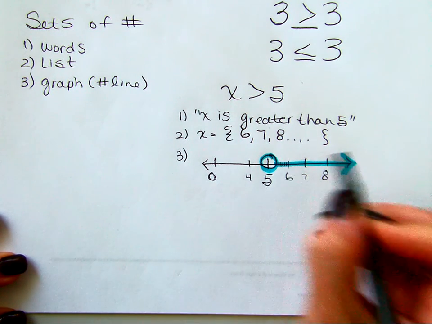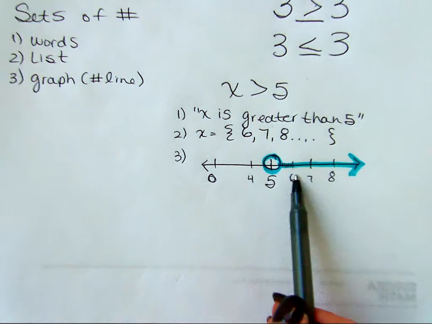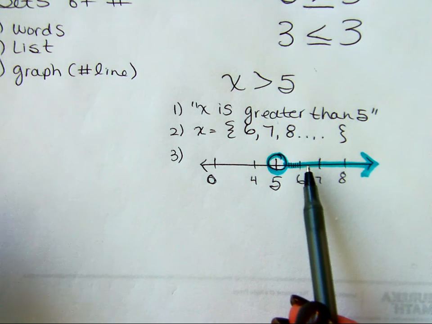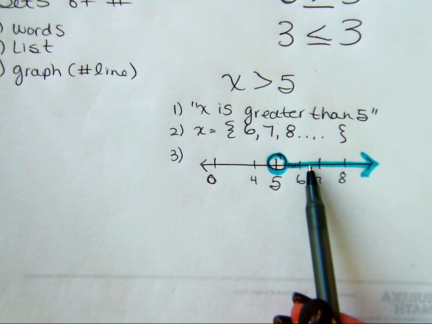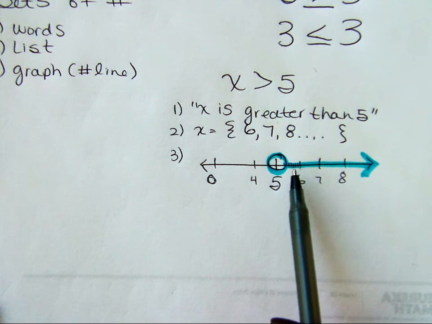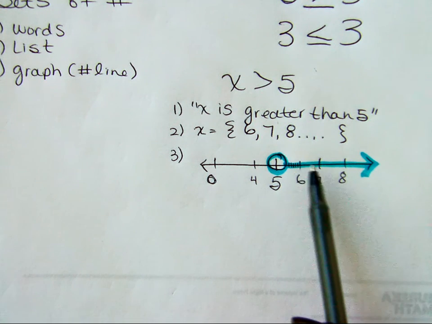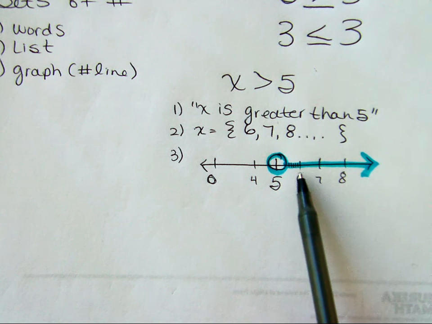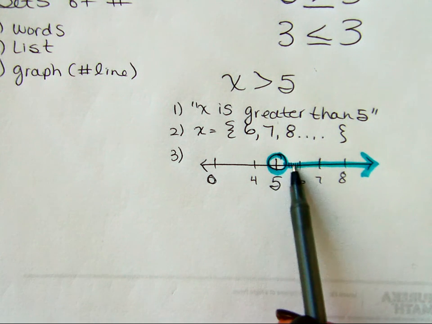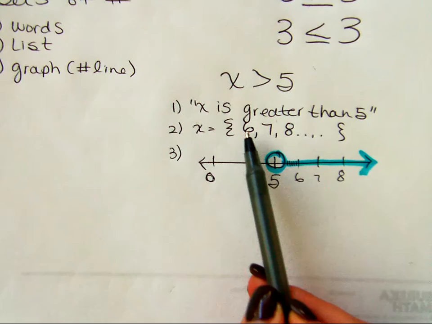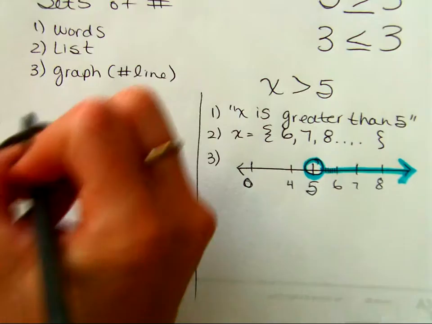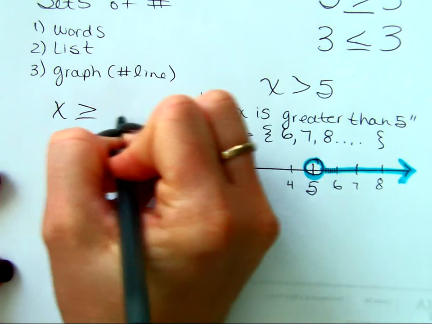I had somebody ask, why didn't it just start at 6? If you started your list at 6, why not start your graph at 6? And what would your answer for that be? Avery? Yeah, because there's a whole lot of numbers in between 5 and 6. There's an infinite number of numbers, and I have to show that somehow. So I start at 5, and I cover those numbers, but I don't start it with the list.